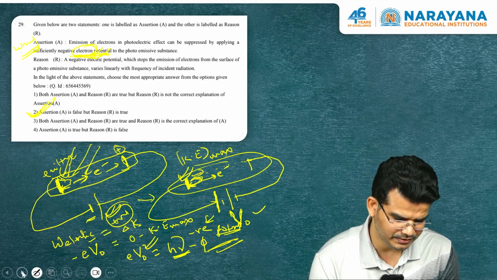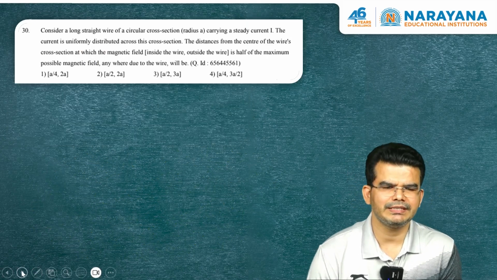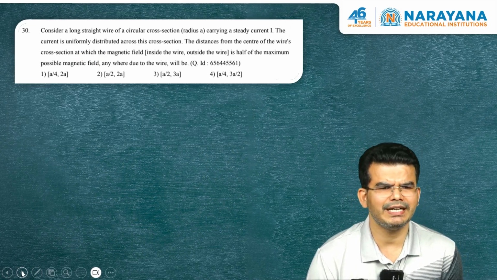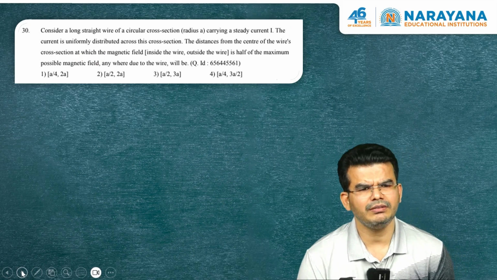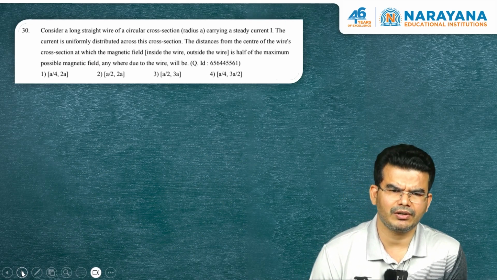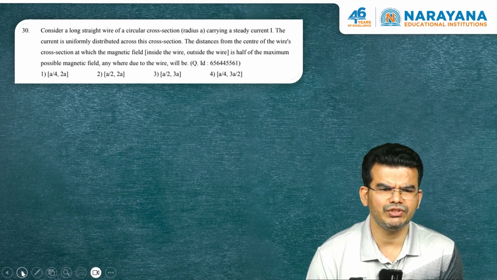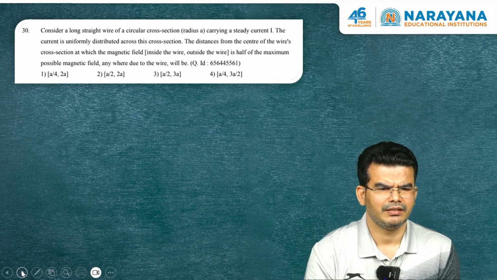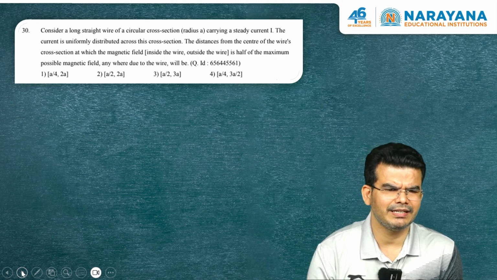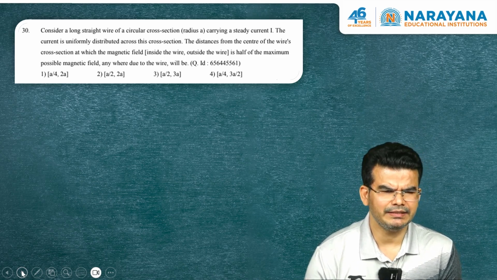Let us move to the next one. Okay, next question, again a very simple question. What are they saying? Consider a long straight wire of circular cross section, radius a, carrying a steady current I. The current is uniformly distributed across the cross section. So you have seen a pipe, which is a solid conductor, rather we should say a solid conductor.